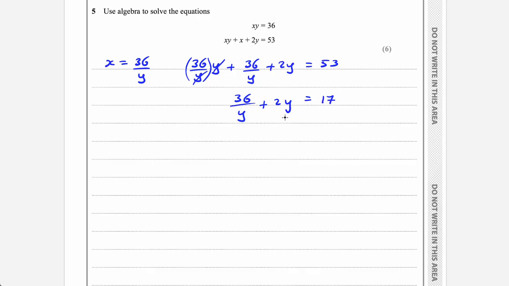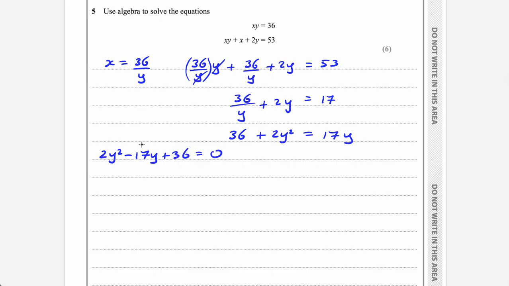Okay, now I have to multiply across by y. So multiply everything by y. This gives me 36 plus 2y squared equals 17y. Then I'll just go over here, guys. 2y squared minus 17y plus 36 equals 0.